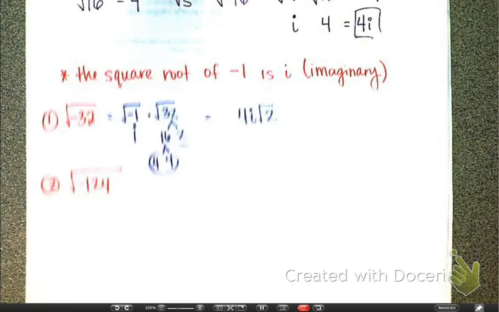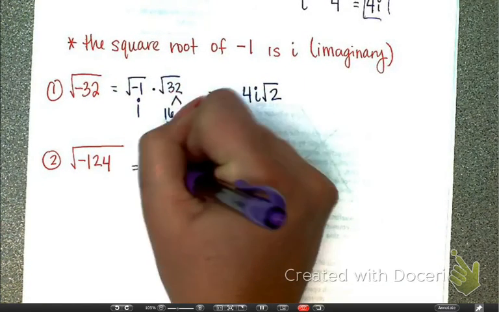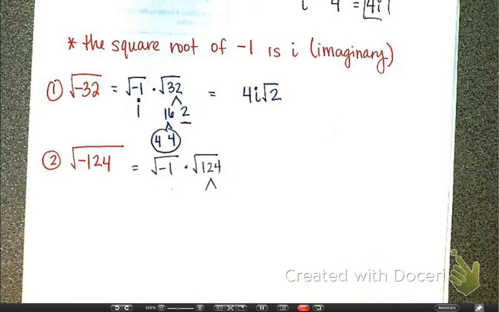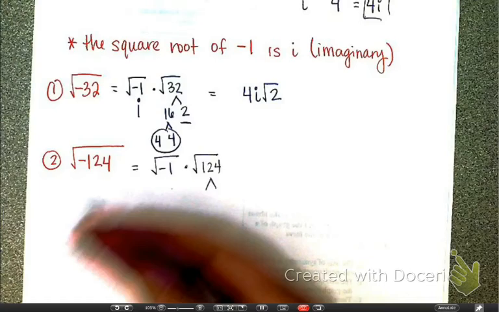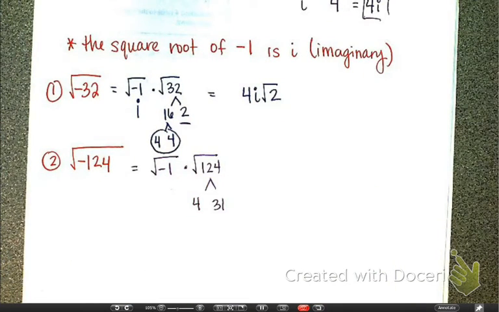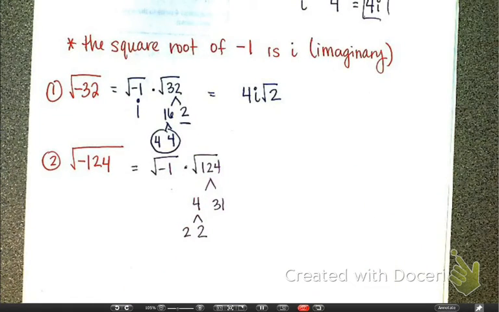Square root of negative 124. Do you want to try it or do you want me to do it with you? You think you got it? Okay, you try it. So I have the square root of negative 1 times the square root of 124. What are two numbers that multiply to 124? 4 and 31. 62 and 2 also works. And then you're going to break down 62. Okay. It all is going to give you the same answer.